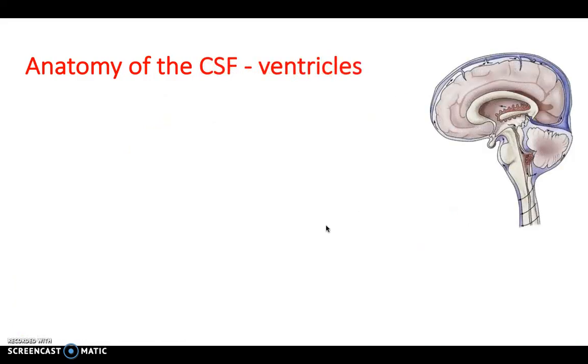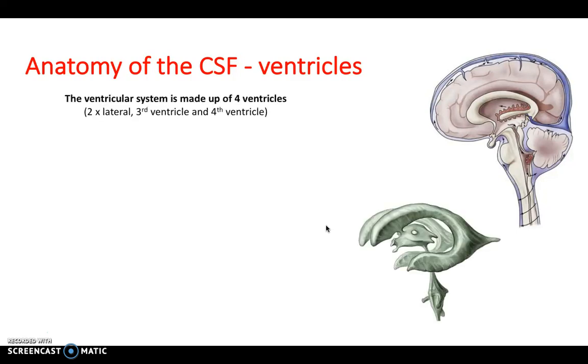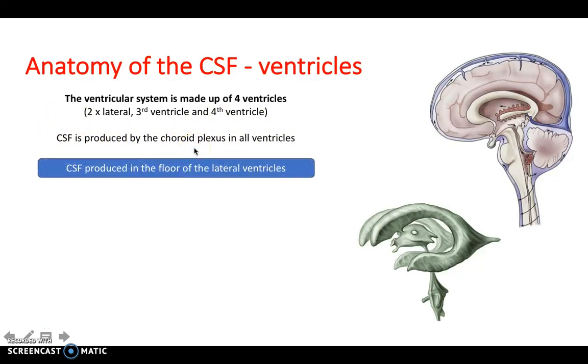Next we have the ventricular system of the brain, and essentially the ventricular system is made up of 4 ventricles. We've got 2 lateral ventricles, a third ventricle, and a 4th ventricle as well. And cerebrospinal fluid is produced by the choroid plexus in all ventricles, so it's made by the choroid plexus. But first of all, let's start at the lateral ventricles.